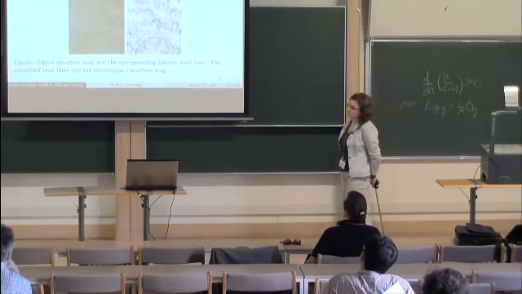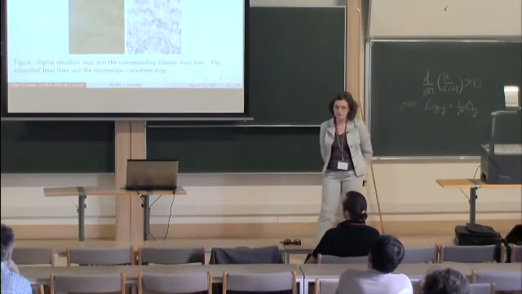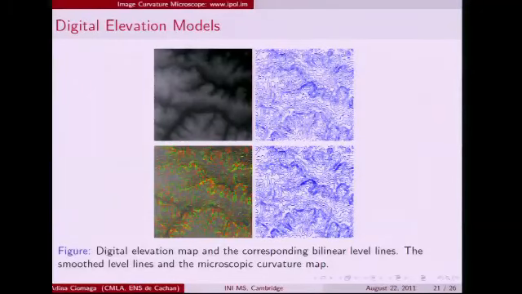Another application would serve for digital elevation maps, in which case the gray level will represent the elevation, the true elevation of the ground. So the lighter the level, the higher the elevation is. Now in this case, level lines are true level lines of the ground, and computations of curvatures will give us information according to whether you go uphill or downhill on the region.